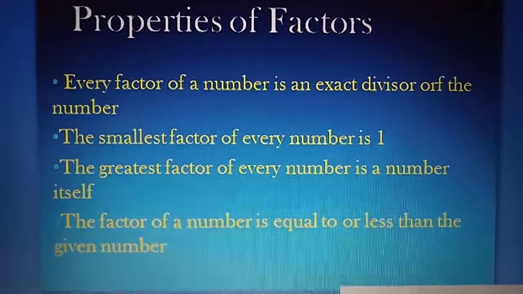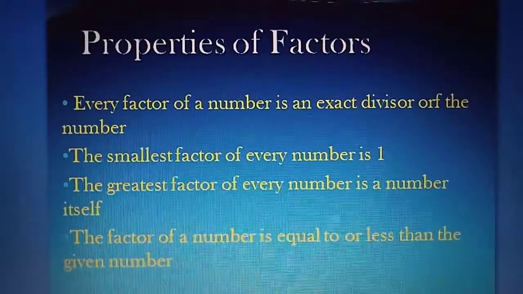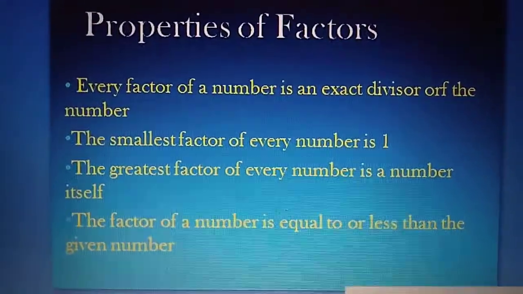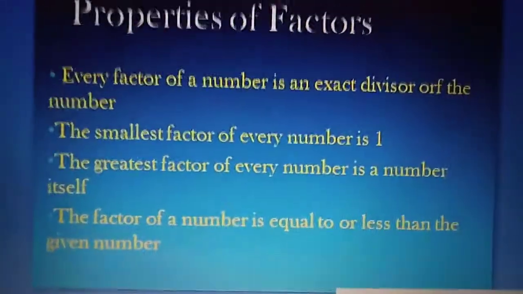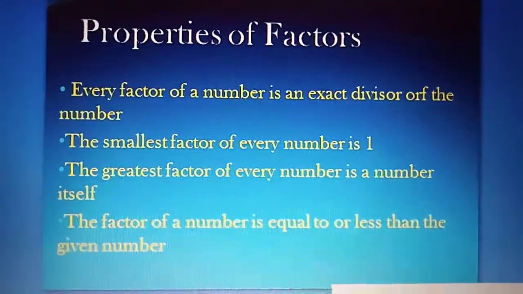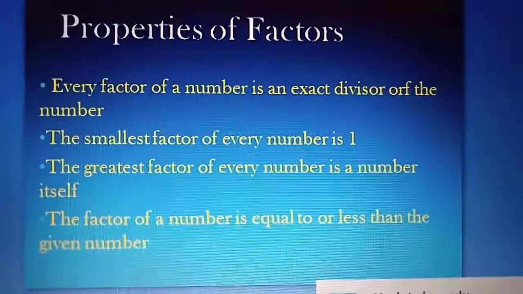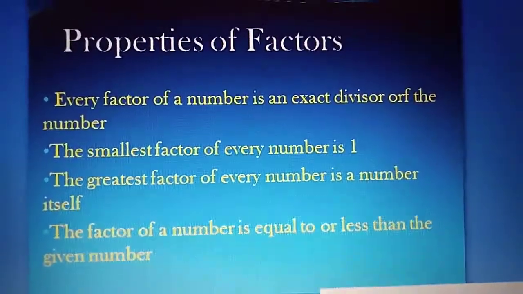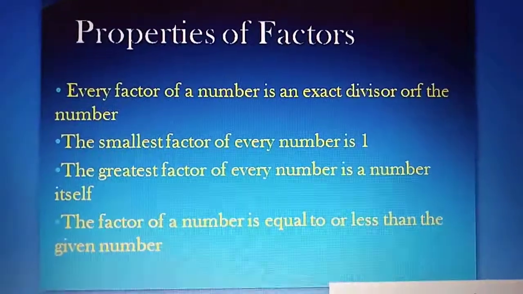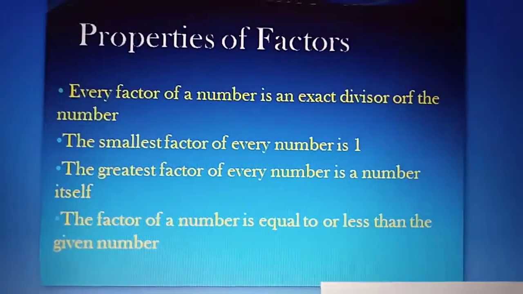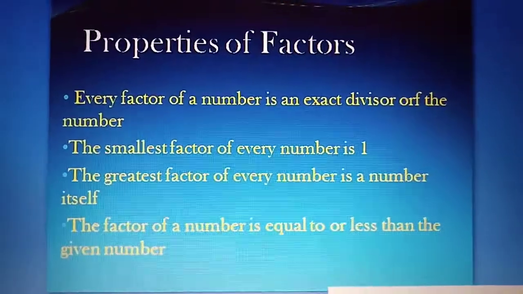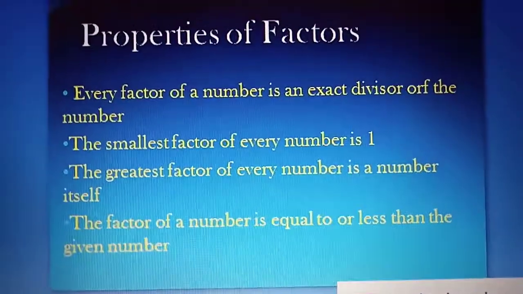The smallest factor of every number is 1. 1 divides all the numbers. The greatest factor of the number is that number itself. And the factor of the number is always either equal to or less than the given number. A very important property. One more thing to tell over here is the factors are limited in number. I repeat, the factors are limited in number. The classwork about this I will send you separately.